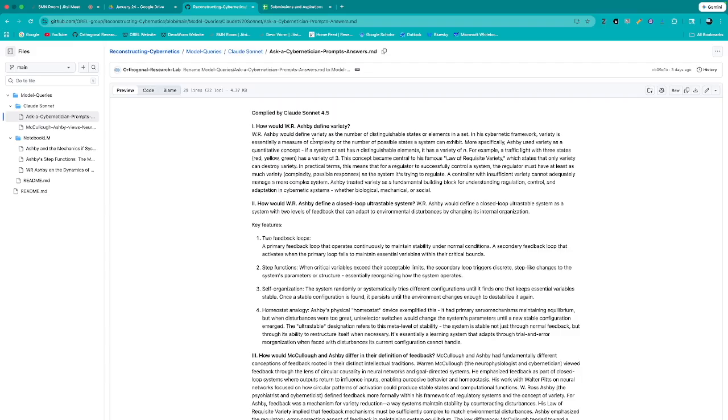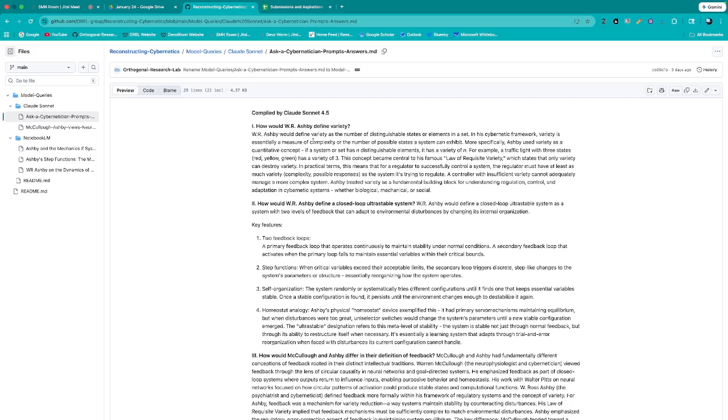The concept became central to his famous law of requisite variety, which is key to the Good Regulator theorem, which states that only variety can destroy variety. In practical terms, this means that for a regulator to successfully control a system, the regulator must have at least as much variety, in terms of complexity or possible responses, as the system it's trying to regulate. A controller with insufficient variety cannot adequately manage a more complex system. Ashby treated variety as a fundamental building block for understanding regulation, control, and adaptation in cybernetic systems, whether biological, mechanical, or social. Okay, so that's the first one.